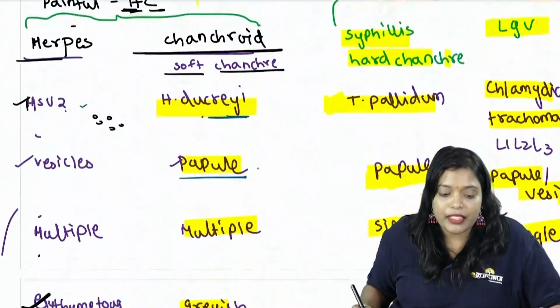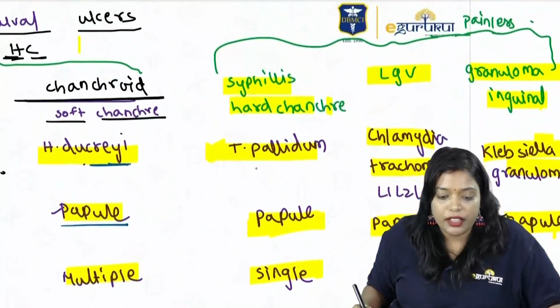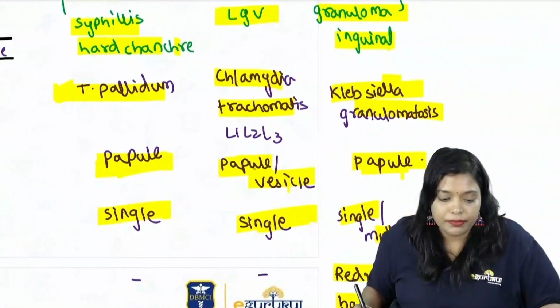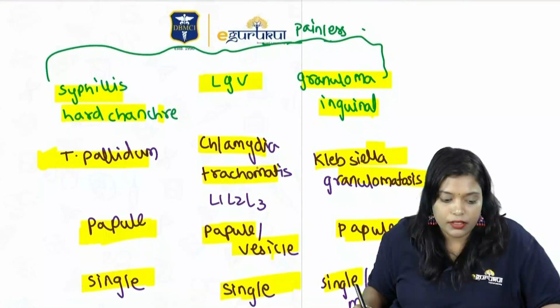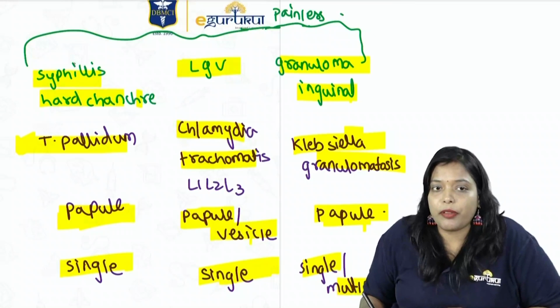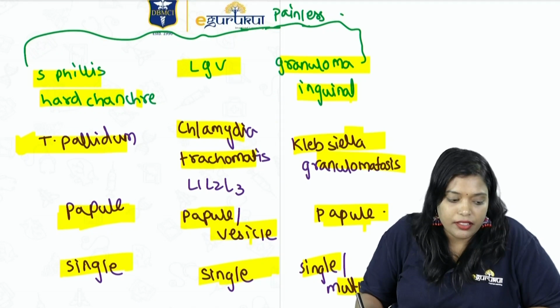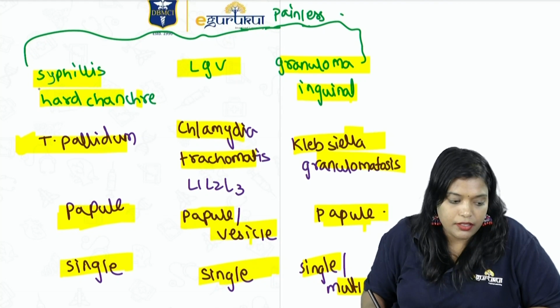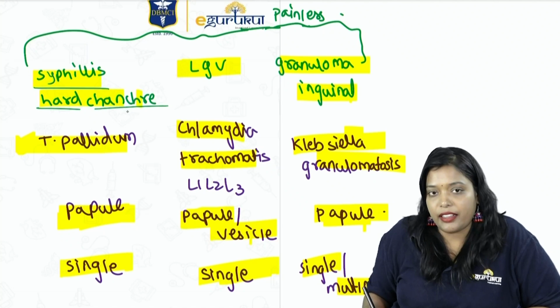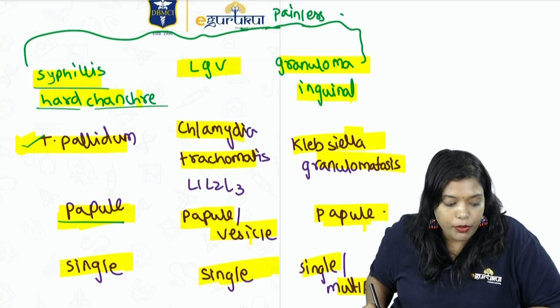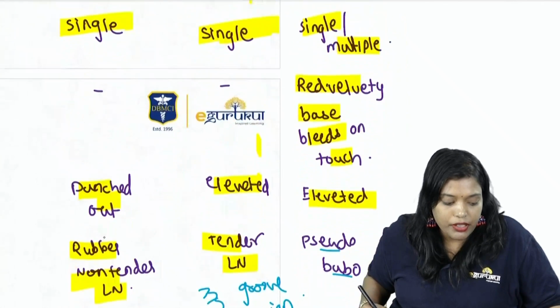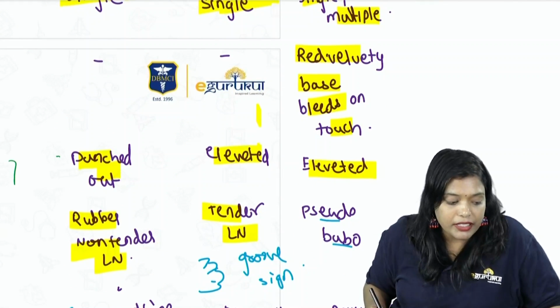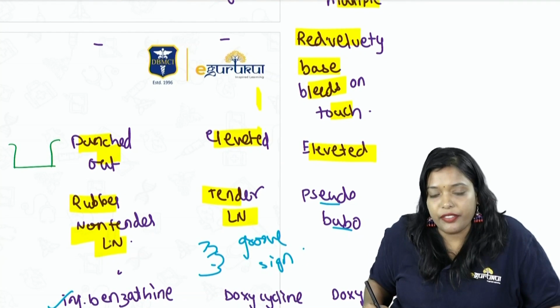Okay. Next coming to the painless ulcers. So painless ulcers, what we have is syphilis and hard canker. Syphilis or the hard canker is caused by Treponema pallidum. Usually it is a single papule, right? So they'll have punched out edges. There will be rubbery and non-tender lymph nodes.